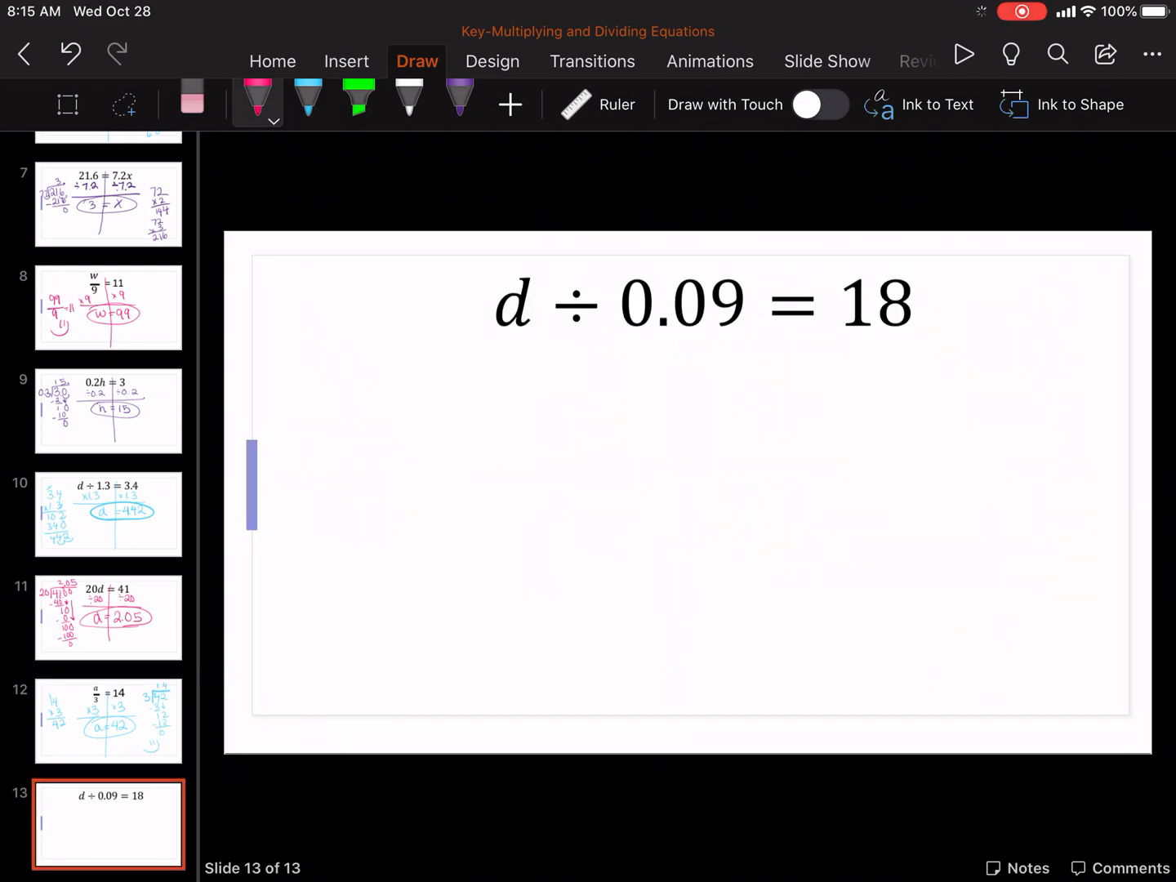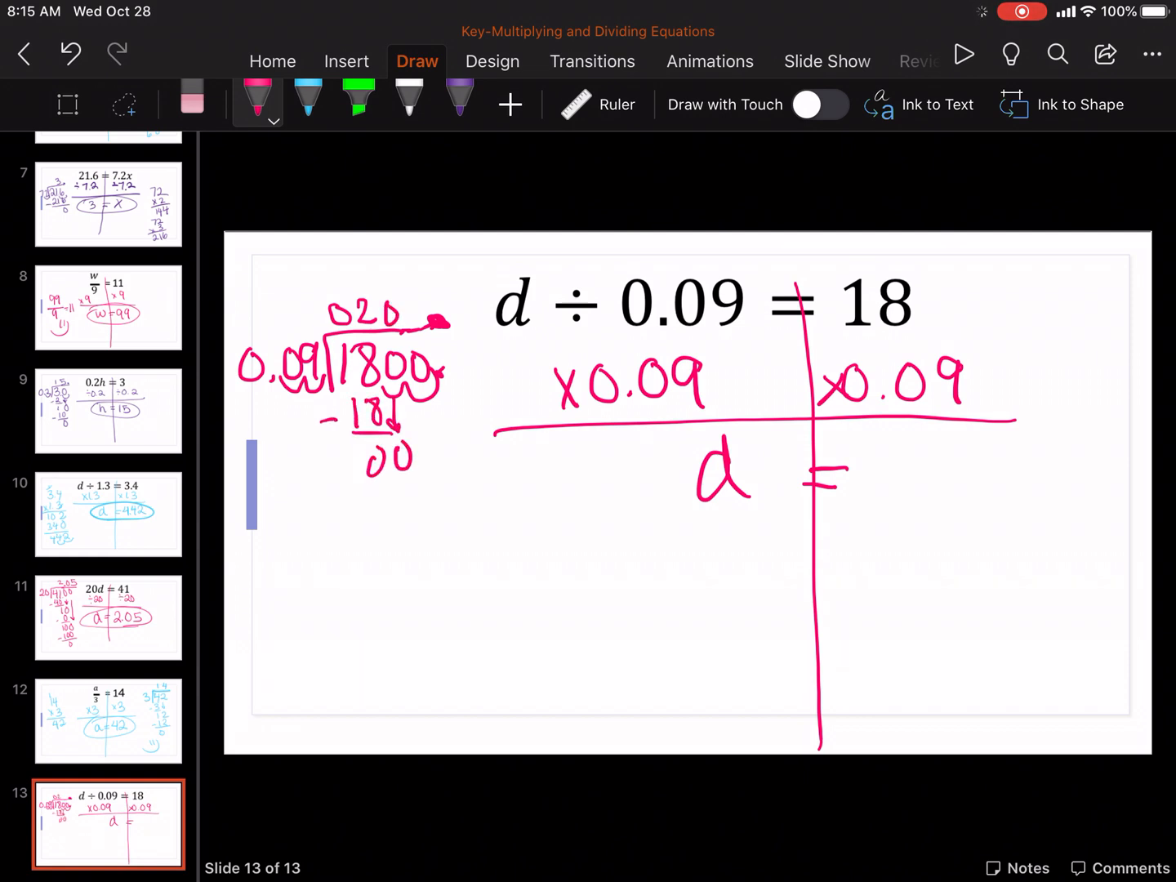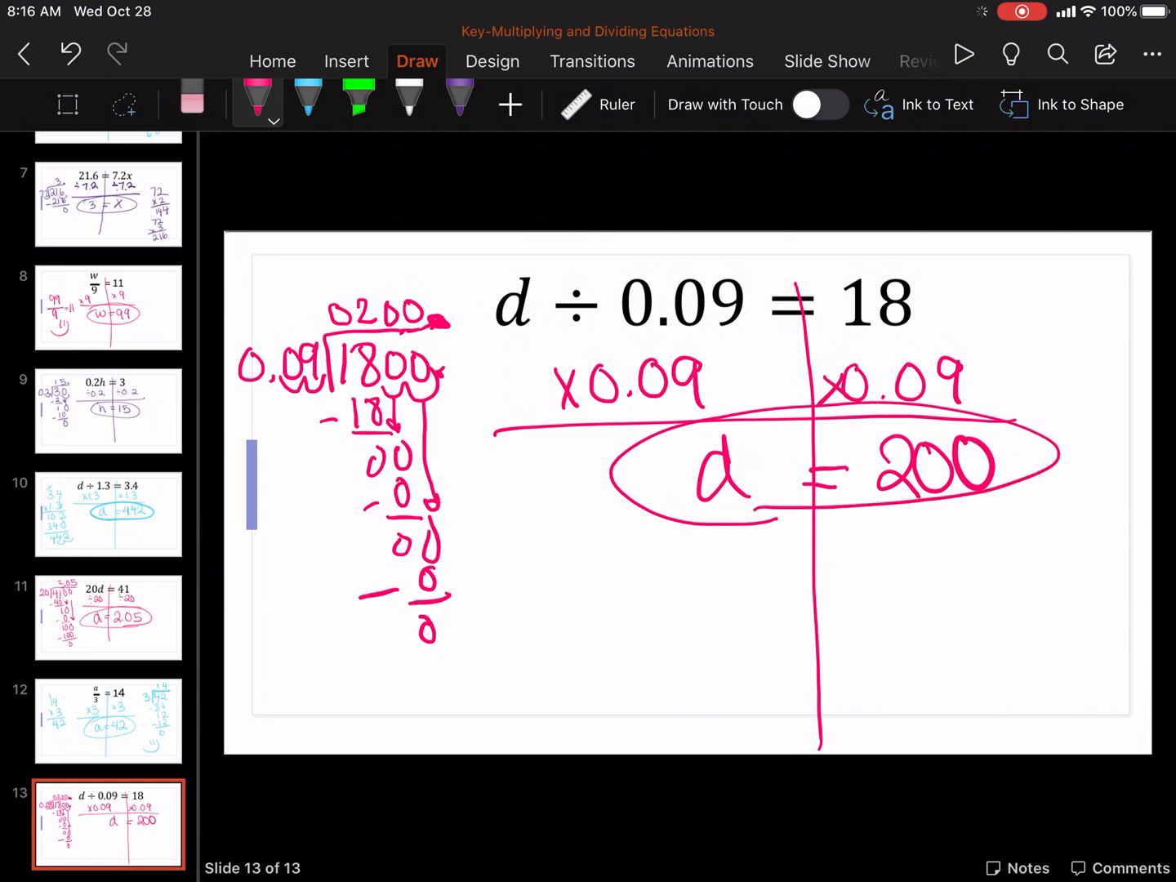Okay, one last one. We're going to draw a line down the middle. D is being divided by 9/10. So we're going to multiply by 9/10. Show what you're doing to both sides. We get D by itself. 18 divided by 0.9. Slide twice. Bring the decimal up. Goes into here twice. Bring down the 0. Goes in 0 times. Bring down the 0. Goes in 0 times. Equals 200. 18 divided by 9 hundredths is 200.